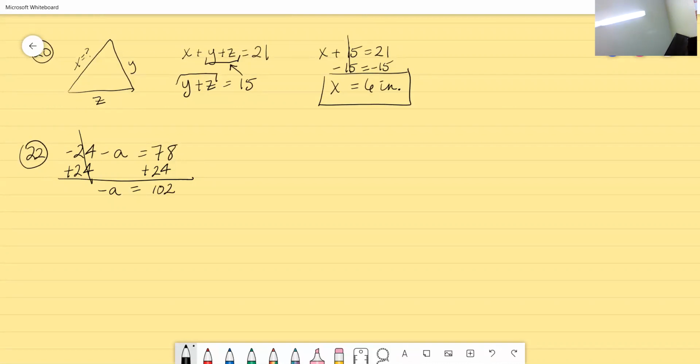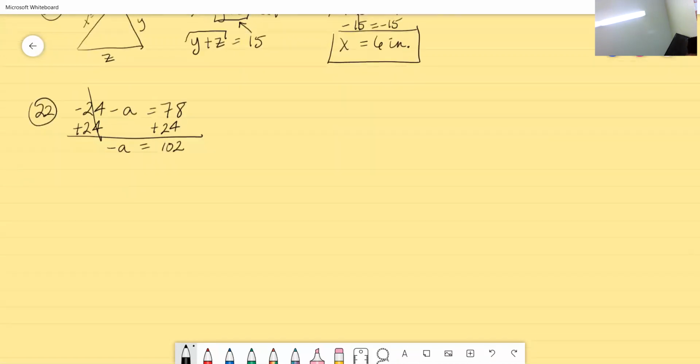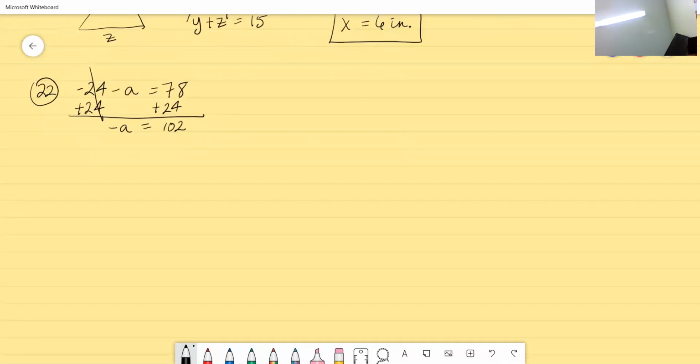All right. Now, you cannot leave your negative sign with your variable. That's a negative variable, not the value of the variable. So what you need to recognize is, remember, anytime you have a variable without a number in front of it, without a coefficient, then the understood coefficient is a 1. So what you need to do to get rid of that negative sign is divide both sides by negative 1. So this becomes a equals negative 102.